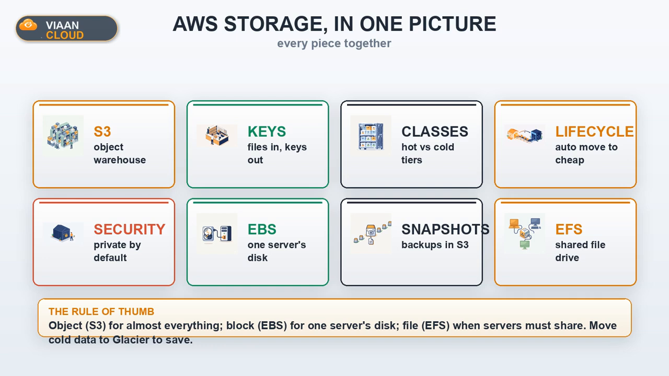Let's bring the whole thing together. S3 is your object warehouse, files go in, keys come out, copied across data centers for 11 nines of durability. Storage classes and Lifecycle rules automatically slide cold data into cheaper tiers, and every bucket is private and encrypted by default. EBS is the fast local disk for a single server protected by incremental snapshots that live in S3. And EFS is the shared drive for when many servers need the same files. Object, block, file, you now know exactly which is which, and when to use each.